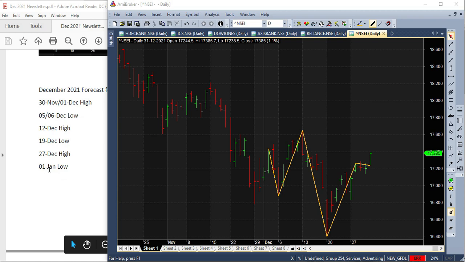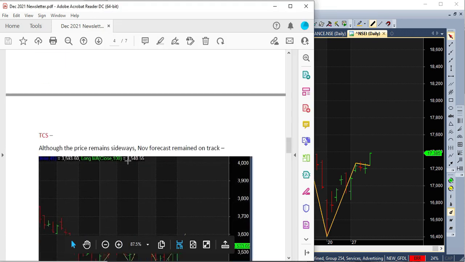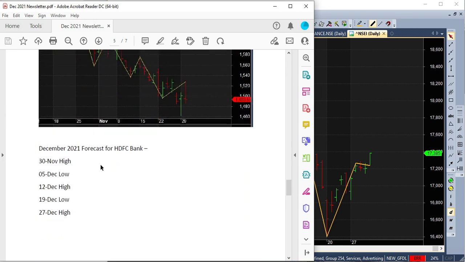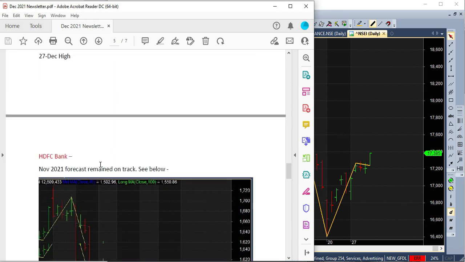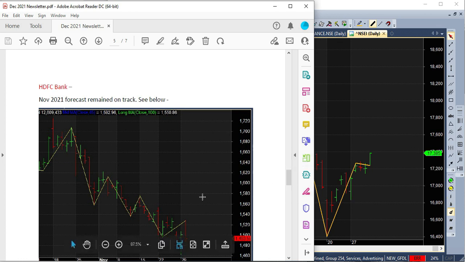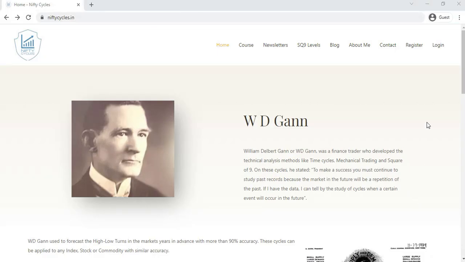There are many more in this newsletter, for example, TCS and HDFC Bank. For TCS and HDFC Bank, you can download the newsletter and check the accuracy yourself. And if you want to learn more about the time cycles, you are welcome to join our courses. You can find all the information about the courses on the website.